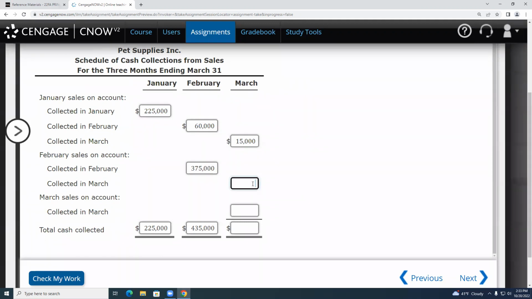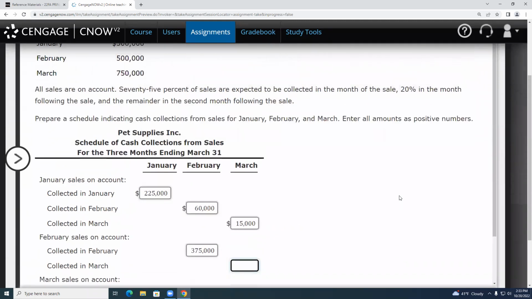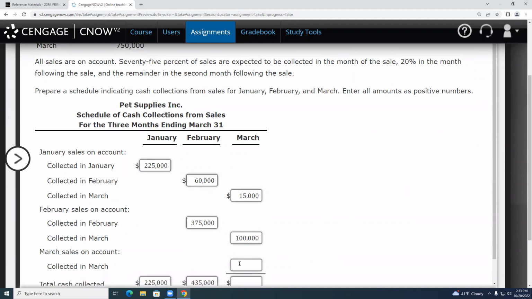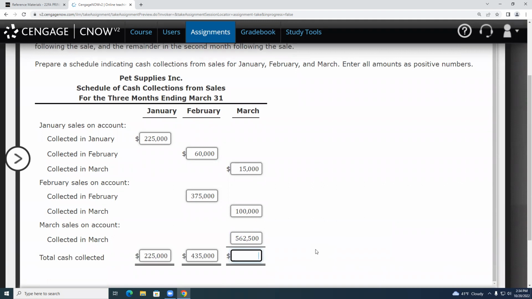Again, that's why this is so important to budget, to plan. In March, we're going to collect another 20%, or $100,000 worth, of the $500,000 that we expect to sell in February. In March, our sales are expected to be $750,000. This company is growing quite rapidly. It's another 50% increase on their sales month to month. And we expect to only collect 75% of that, or $562,500 in the month of March. Add that to the $15,000, the last piece of the January sales, plus $100,000 from the February sales. Total cash collections for March, $677,500.